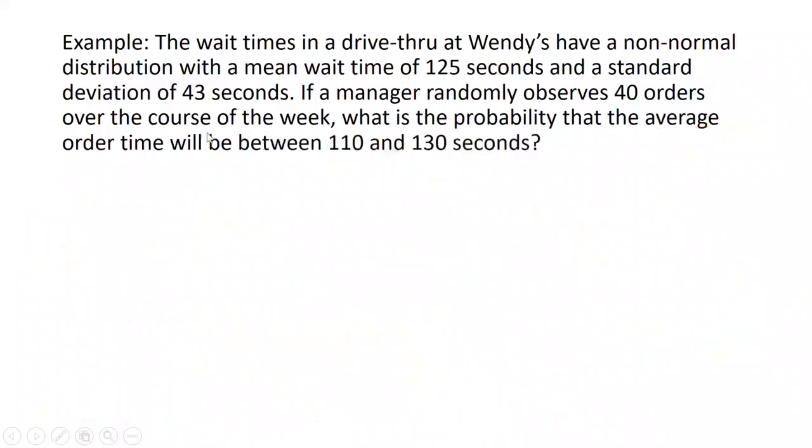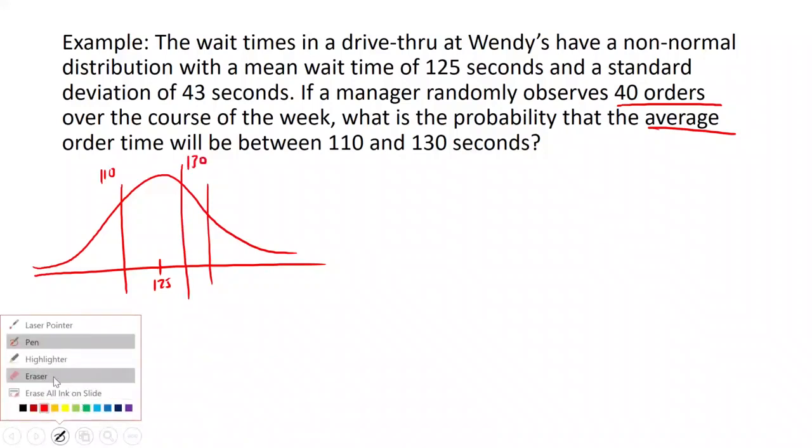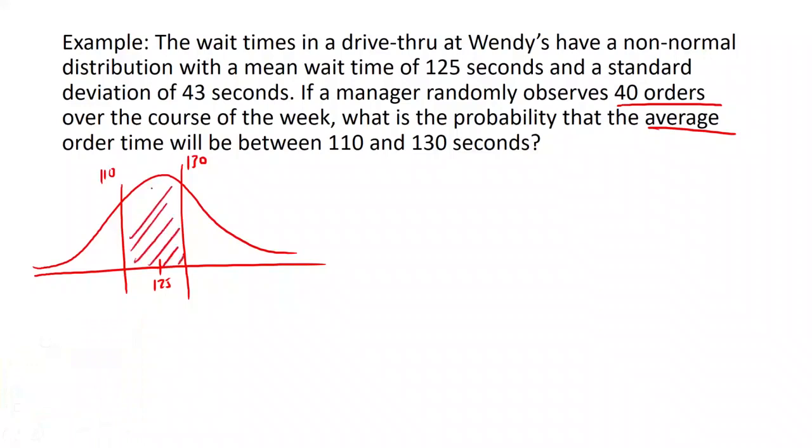All right. Here's another one. Same idea, but in this case, they're doing 40 orders. We're looking at an average. What's the probability they'll be between 110 and 130? And I'm wondering if I did this right. I hope I did. So 125 is right here. Then 110 would be somewhere below, 130 somewhere above. Oh, not that far above. And then we're looking for an in-between probability. How do we do in-between probabilities?